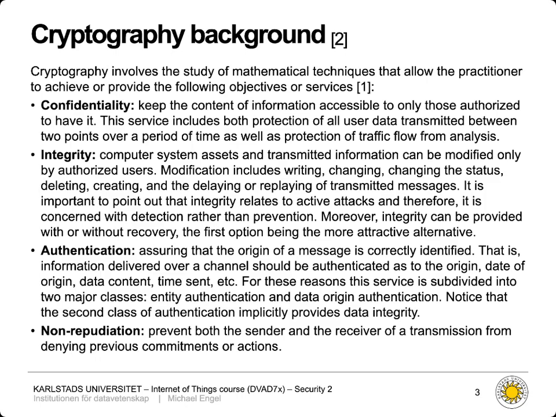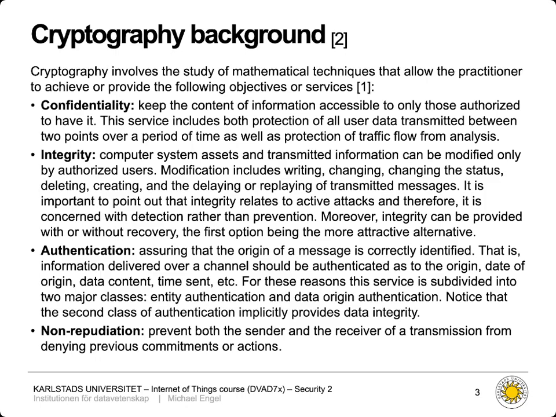So information delivered over a channel should be authenticated as to its origin, but also correct dates, so timestamps, and correct content. So even if the origin is right, the content might be tampered with. So we need ways to ensure that our data content is consistent. And another thing is the time of the information processing or transmission. So authentication is thus divided into two major classes: authentication of entities and authentication of data origin.